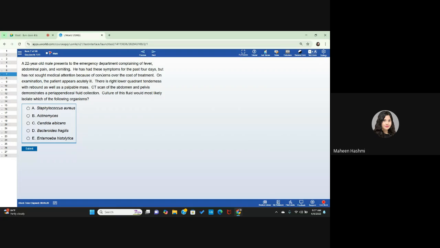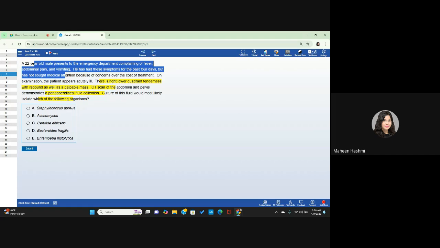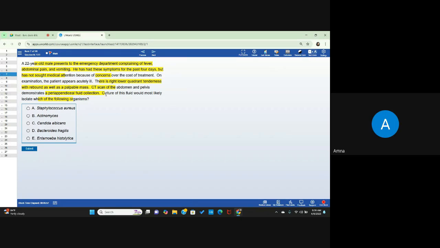All right. So there is right lower quadrant tenderness with rebound as well as a palpable mass. CT scan of the abdomen and pelvis demonstrates a periappendiceal fluid collection. Culture of the fluid will reveal which of the following organisms? So what's happening? This patient comes to the ED because of fever, abdominal pain, and vomiting. He's had these symptoms for the past couple of days, but did not seek medical attention. On examination, the patient is ill. What do you mean by a periappendiceal fluid collection? It's perforation of the appendix.